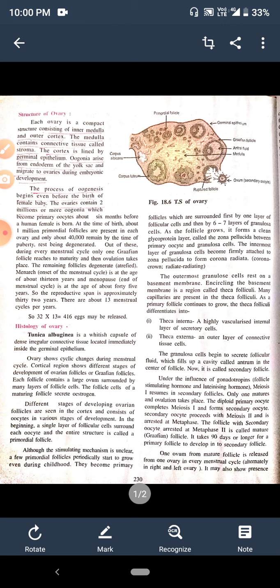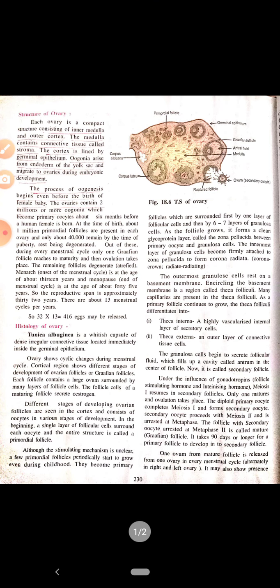I think we discussed this in our lecture also, but we will revise once again because these things are really very important for my next lecture. That is why I am revising it once again. Now the next will be ovary. Ovary shows cyclic changes during the menstrual cycle. So many changes are going to occur in the ovary during the menstrual cycle. So what are these changes?